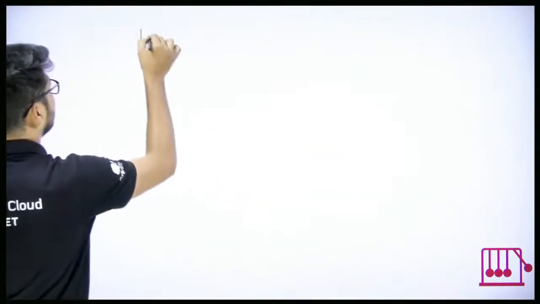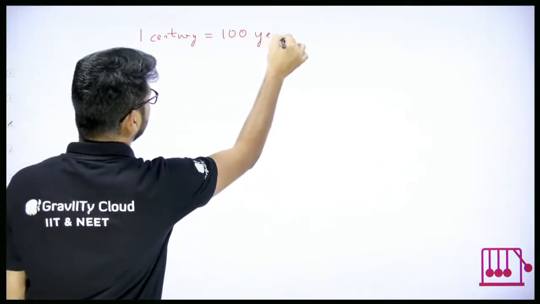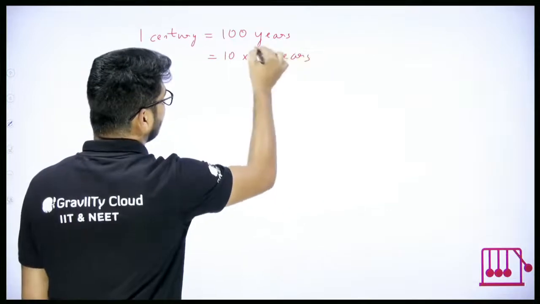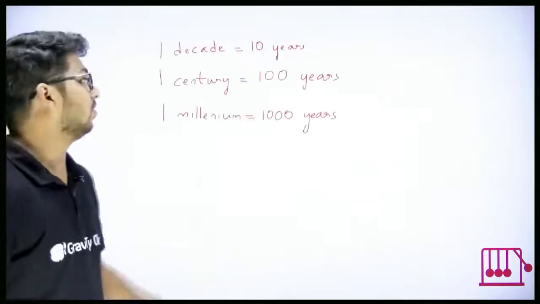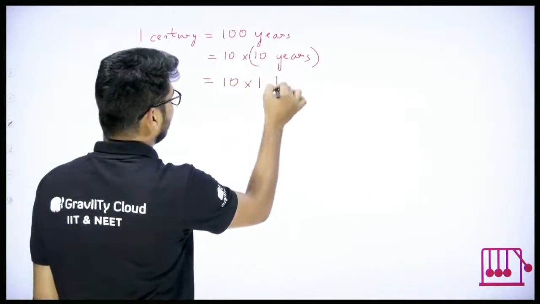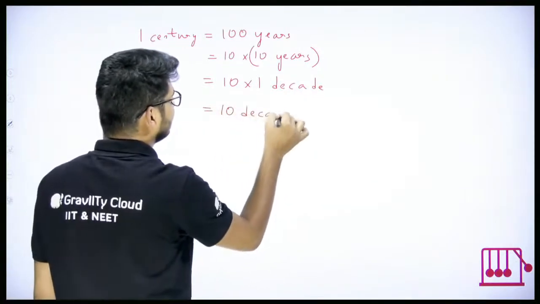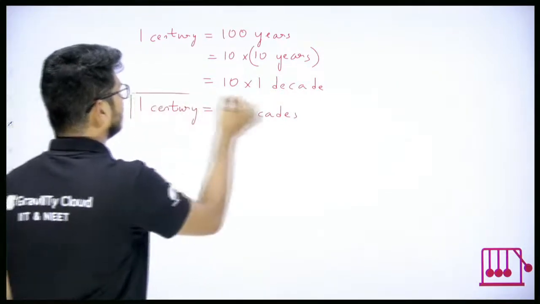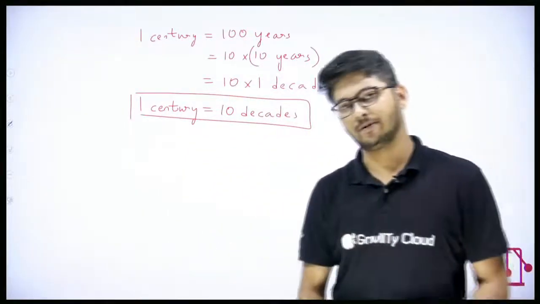Now if I go into this also, we have 1 century is equal to 100 years. Can I write this as 10 into 10 years? Because what is 10 into 10? 10 into 10 is 100. But what is 10 years equal to? 1 decade. So in place of 10 years, if I write 1 decade, then you have 10 into 1 decades. So 1 century is equal to 10 decades. Clear? Extra information which will help you.